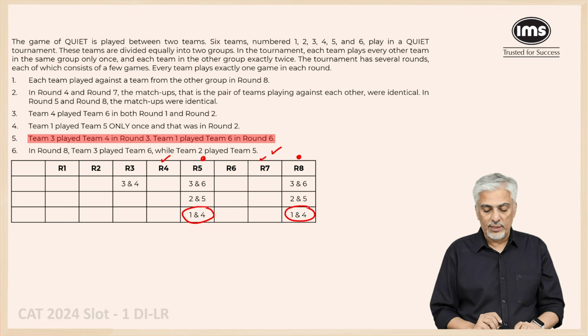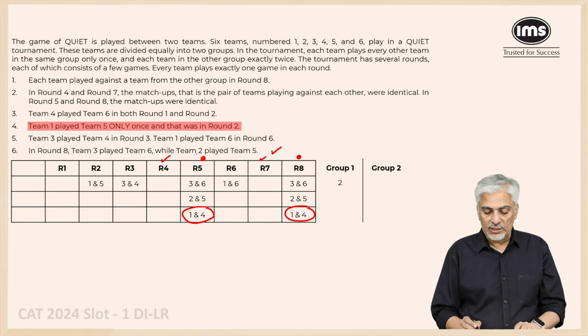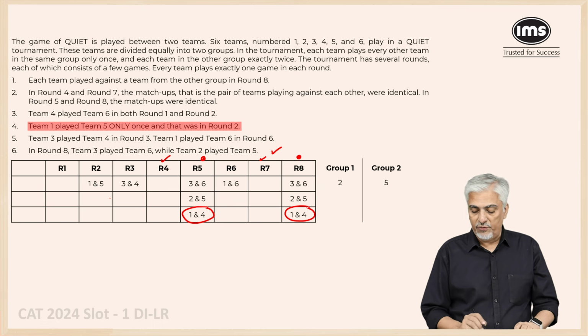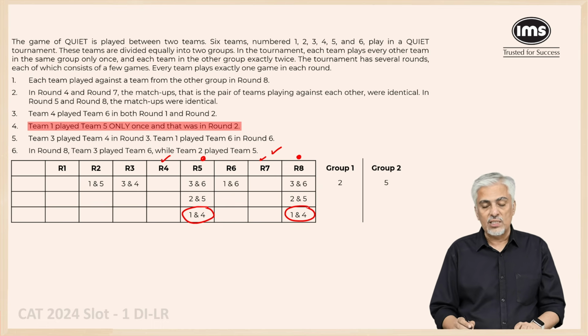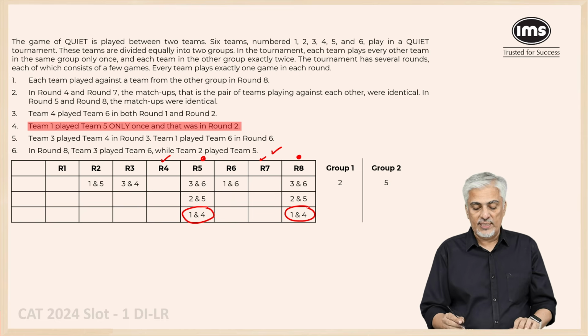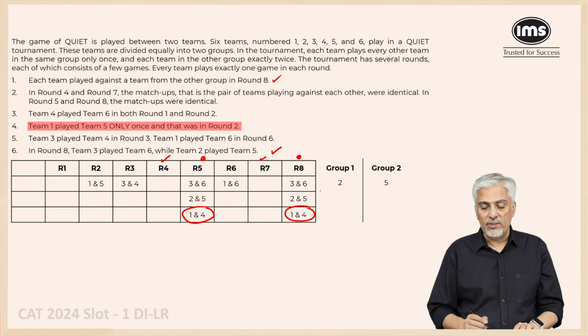One more thing is given over here. Team 1 played 6 in round 6. So, 1 played 6 in round 6. Okay. Team 1 played 5 only once. That was in round 2. 1 and 5 played only once, which is in round 2. Which starts telling me that over here, first of all, team 2 has played 5. So, 2 and 5 are in different groups, because in round 8 they have told us that they were in different groups. 2 and 5 have played twice, so they are in different groups.